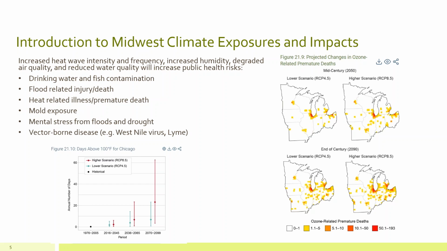Mental stress, I'm so glad, Natalie, you brought that up as well. Long-term impacts of stress after things like flood disasters, and even more gradual mental stress from things like drought, in terms of anxiety, economic anxiety, concern about the natural environment and losses and change over time. And then the vector-borne diseases, so West Nile virus and Lyme. Down below that chart is one chart from Chicago with projections about days over 100 degrees, which you can see getting pretty extreme by the end of the century, especially for the higher emissions scenario.